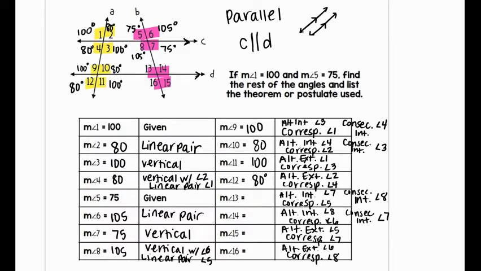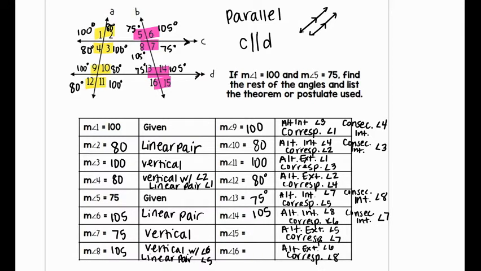Measure of angle 13. Well, angle 13 is a corresponding angle with angle 5. It is an alternate interior angle with angle 7. And angle 13 is a consecutive interior angle with angle 8. So for all of those reasons, we can say that angle 13 will be 75 degrees. Measure of angle 14 then, we can say is an alternate interior angle with angle 8. It is a linear pair with angle 13. It is corresponding to angle 6. And for any of those reasons, we can say that that one will be 105 degrees.